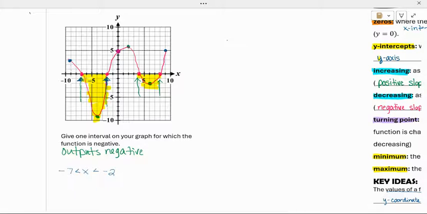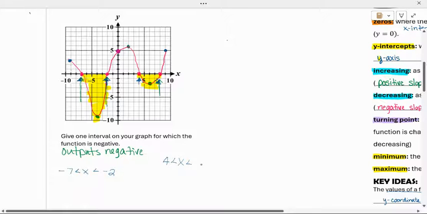Where else is it negative? Well, it's negative between these two x-intercepts. So what is that first one, Victoria? What is the smallest x value right here? 4 is less than x is less than 8. Okay.